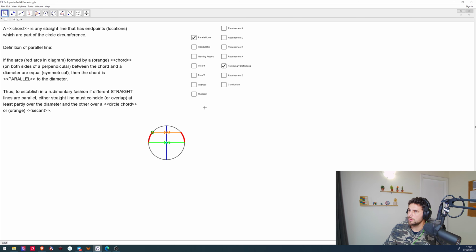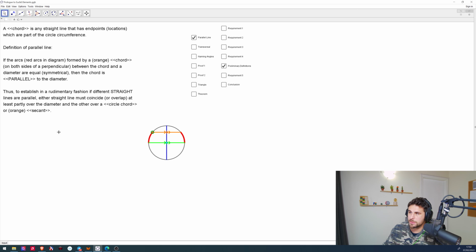So first we need to define a parallel line, and to be able to define a parallel line, first we need to define a secant line or chord. A chord is any straight line that has endpoints, locations which are part of the circle's circumference. Definition of parallel line: if the arcs, these red arcs here in the diagram, formed by an orange chord on both sides of a perpendicular between the chord and the diameter are equal, symmetrical, then the chord is parallel to the diameter.